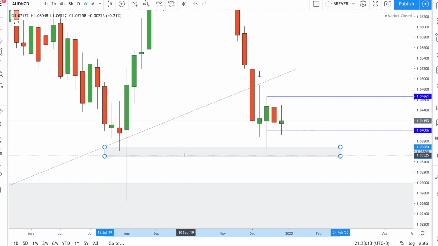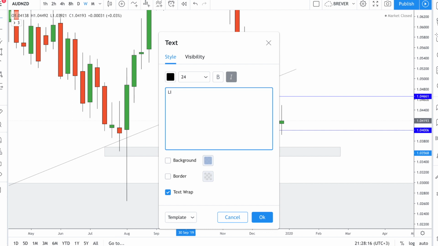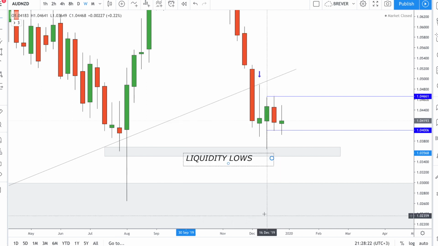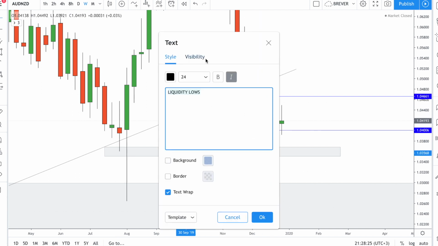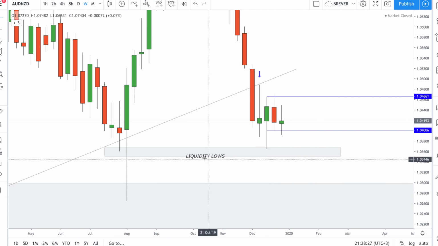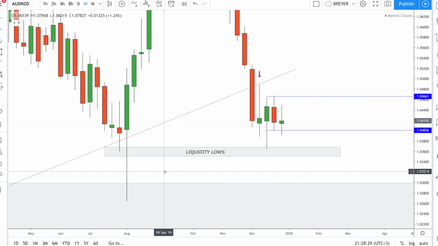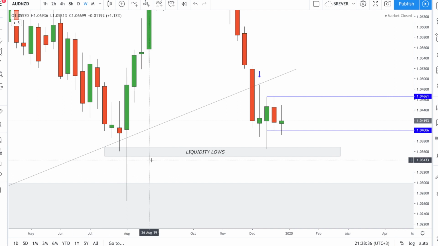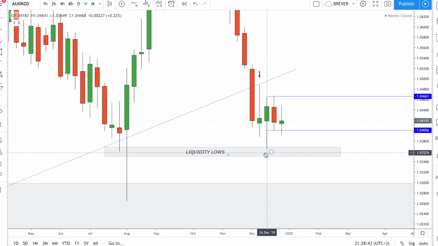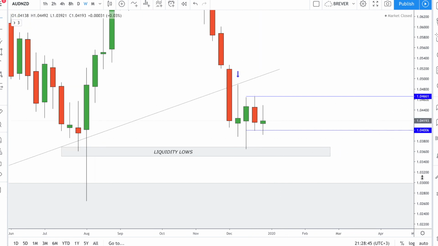Now liquidity lows are those regions whereby demand or buying orders enter into the market rapidly. Okay, they enter into the market rapidly, forming these nice weekly rejections. So one of the best characteristics of liquidity lows or liquidity highs are these nice weekly rejections. We can see that whenever price taps this price range of 1.03500, a lot of orders entered into the market, giving us those nice pushes to the upside.